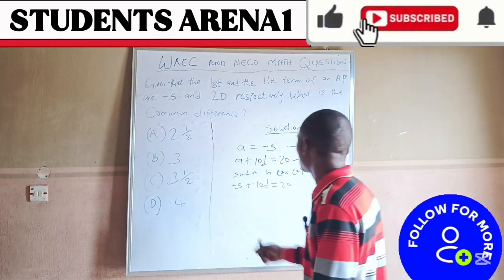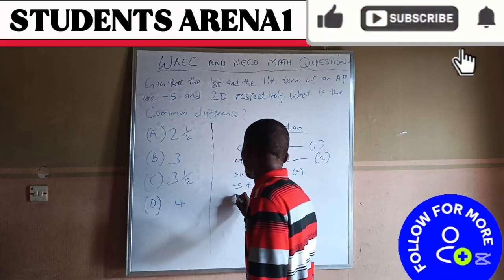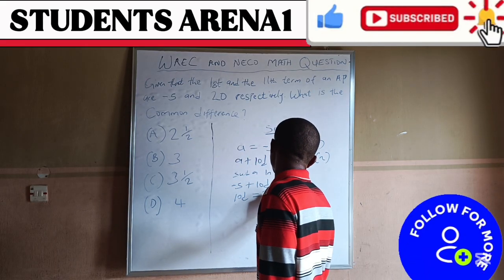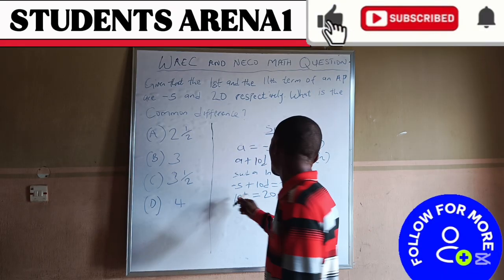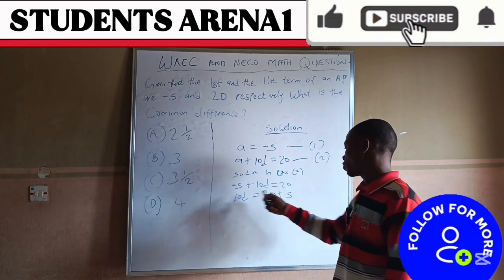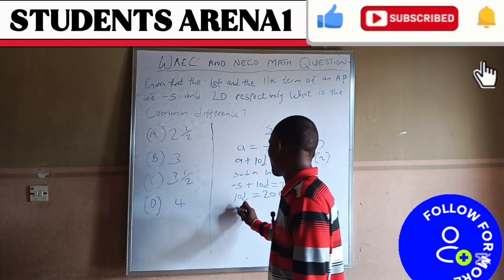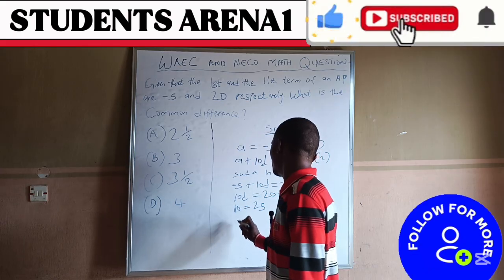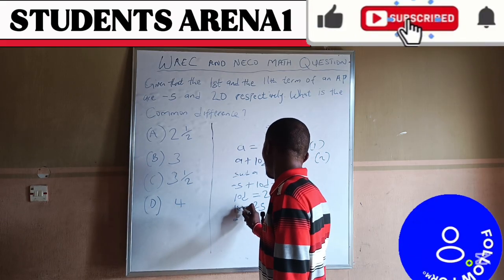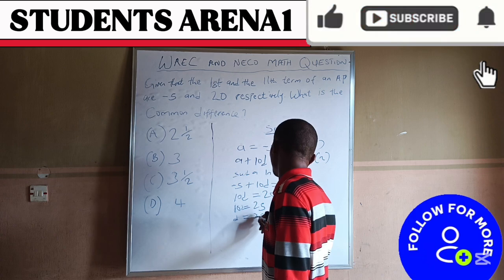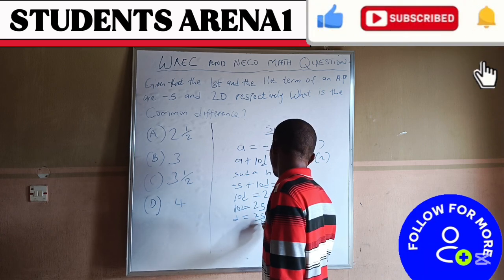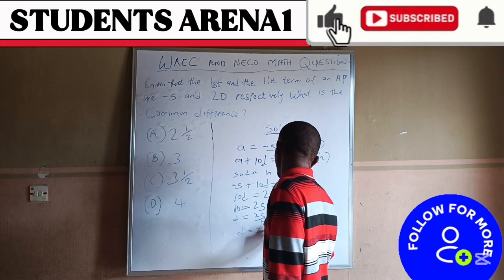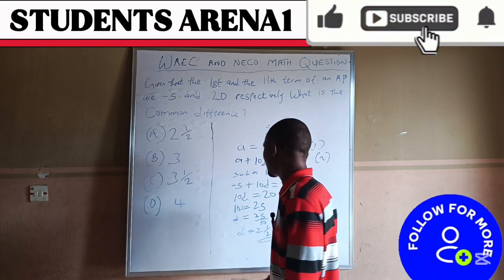Now -5 plus 10D equals 20. What do you now get? If you collect like terms, you can now say 10D equals 20 plus 5. You know, when this -5 crosses to the other side, it turns to +5. Then we can now say 10D equals 25. Then we can now say D equals 25 over 10. Then our D equals 2 and 1 over 2. This is our final answer.